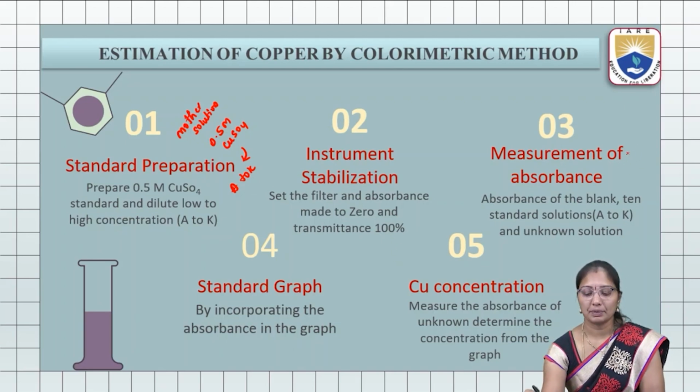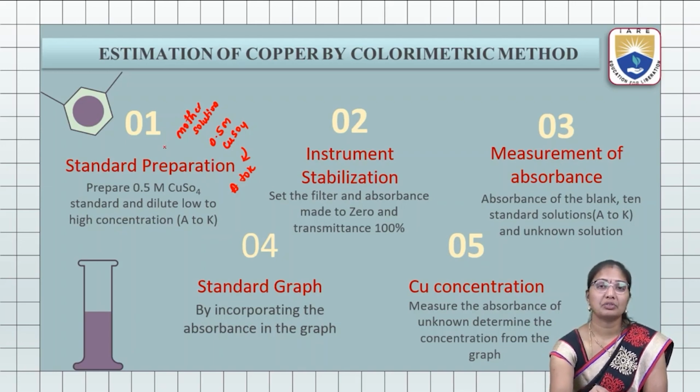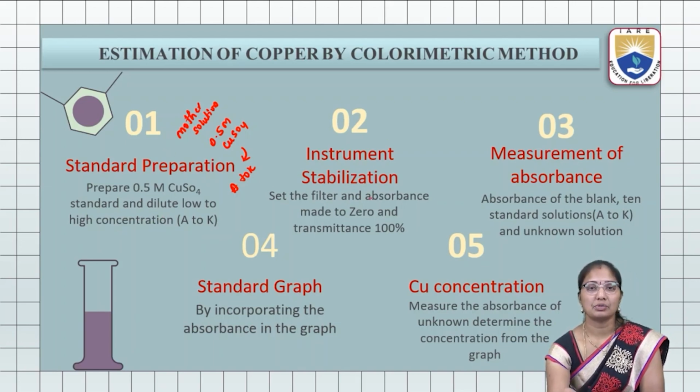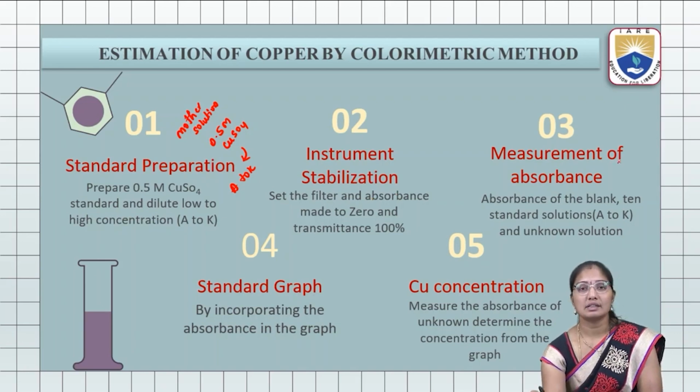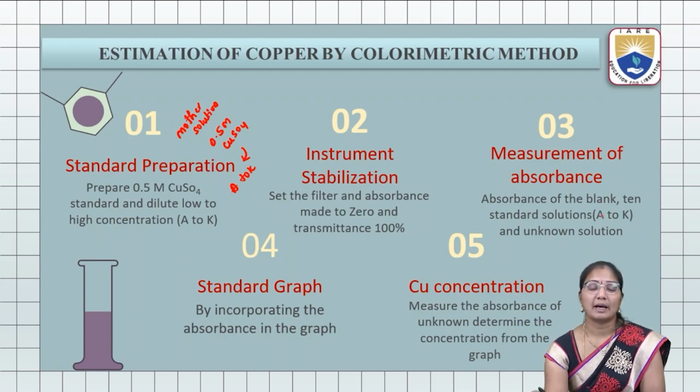And the third step here, first step is preparation of standards and the diluted standards. Second step is instrument stabilization and third step is measurement of absorbance. So, here we are going to measure the absorbance using the instrument. First, the absorbance of the blank. So, blank is nothing but the distilled water.